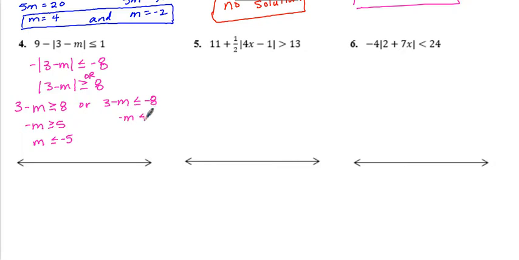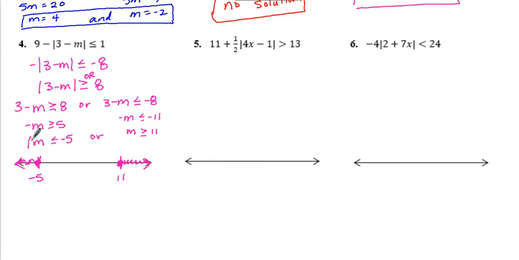Subtract 3 from both sides. Divide by negative 1 and flip the direction. So here's our algebra. We're saying m is less than or equal to negative 5 or greater than 11. We've got less than or equal to negative 5, so we're shading in this direction, and we've got greater than positive 11, so we're shading in this direction.